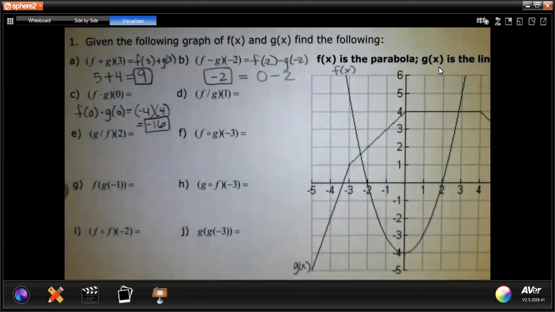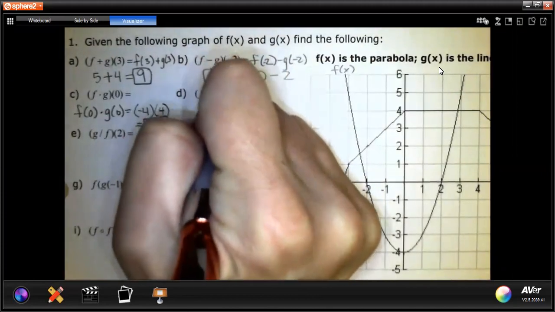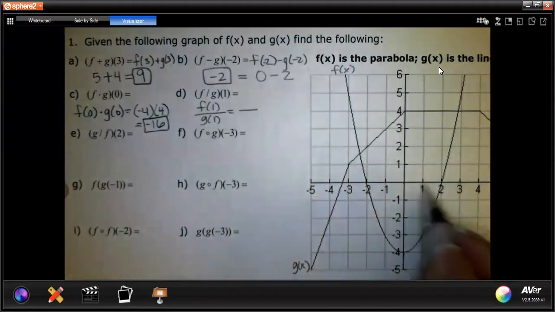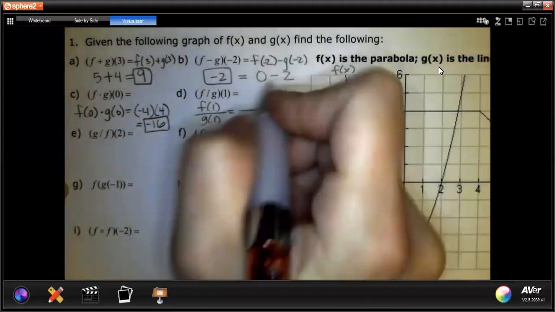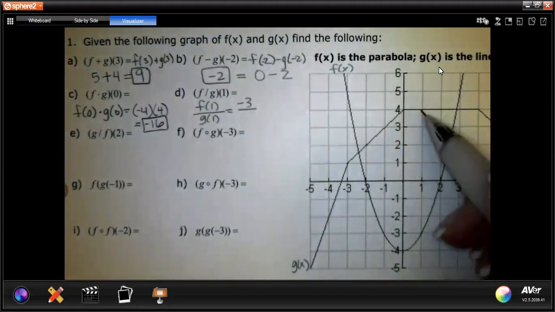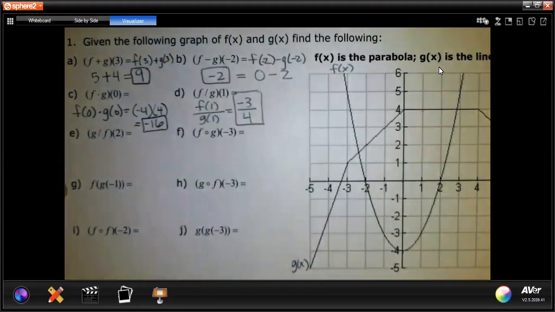All right, we're going to try our division here. And so that is f of 1 divided by g of 1. So I go to 1. My f function is at -3. I go to 1, and my g function is at 4. So that is -3/4.